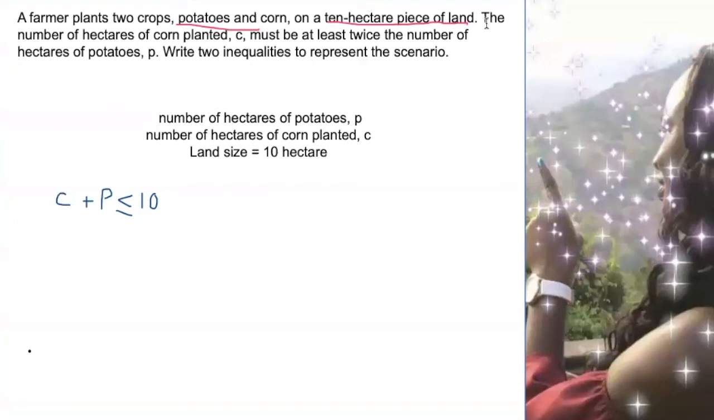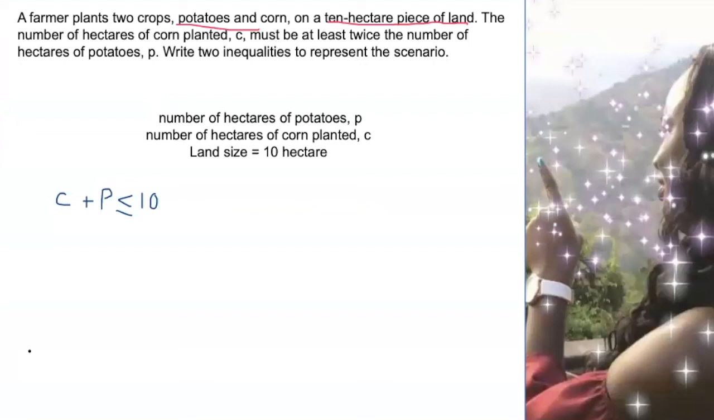The next statement says the number of hectares of corn planted must be at least. What does at least mean? At least means it can be this amount or more. If I say I'm going to give you at least 5 eggs, it means I can give you 5 eggs or more. If I say I'm going to give you at least 5 BMW, it means I'm going to give you 5 BMW or more.